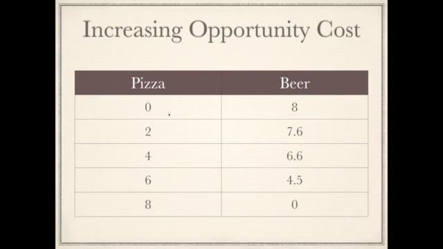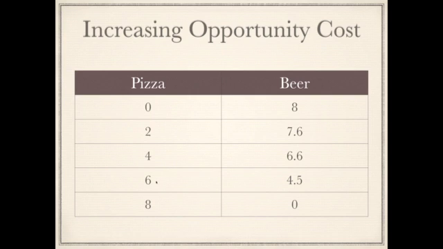So this individual, if they spend all their time brewing, can produce 8 beers, and they have no time left for pizza, so they produce 0 pizzas. If they decide they want to produce 2 pizzas, they can only produce 7.6 beers. If they go from producing 2 pizzas to 4 pizzas, they can only produce 6.6 beers.